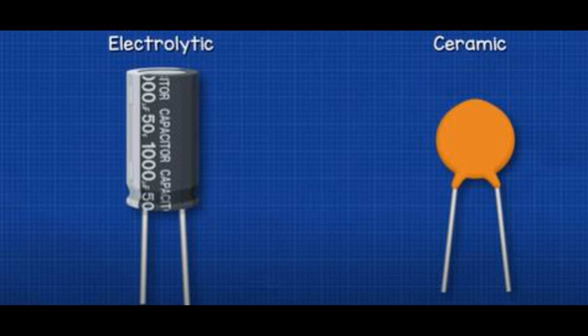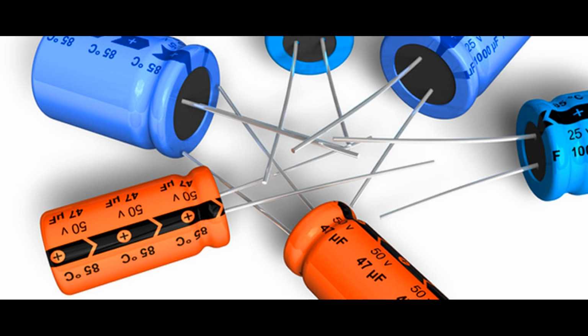Precision. Capacitors can be chosen with specific values to achieve precise timing intervals, making them suitable for accurate timing applications. Simplicity. Timing circuits using capacitors and resistors are relatively simple to design and implement. Adjustability. The timing interval can be adjusted by changing the values of the capacitors and resistors, allowing flexibility in circuit design.